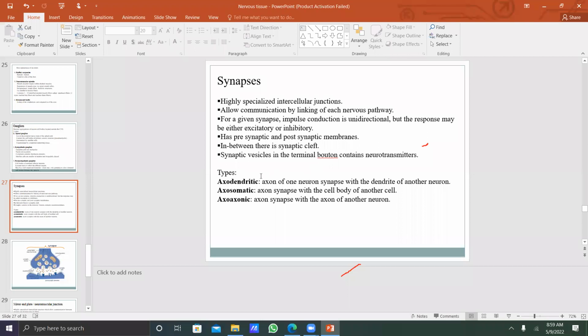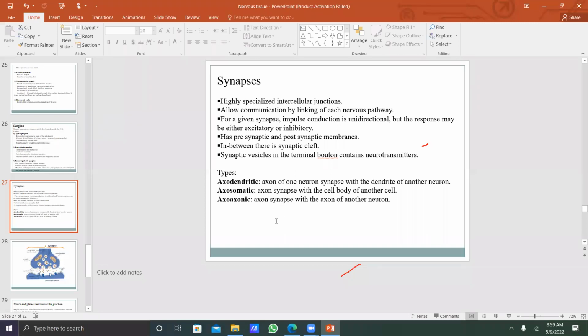So there are three synapse types according to the structures connected by the synapse. First one is the axodendritic type. It is the most common type. In there, the axon of one neuron synapses with the dendrite of another neuron.